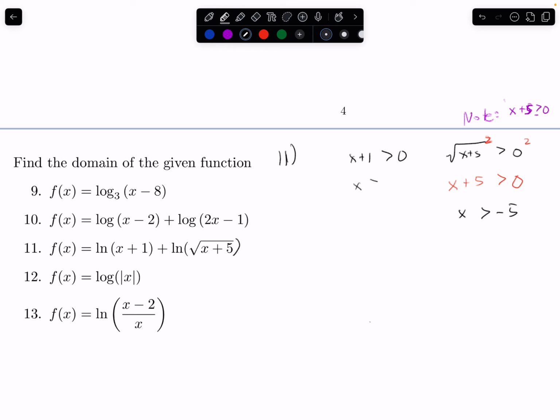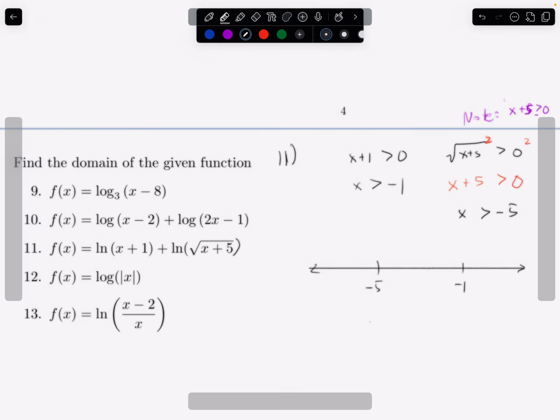Here, x plus 1 bigger than 0 means x is bigger than negative 1. Okay, same thing. I'm going to visualize this as a number line. Which one's to the left, which one's to the right? Here I've got negative 5 over here and negative 1 over here, right? So I'm going to be bigger than negative 1.